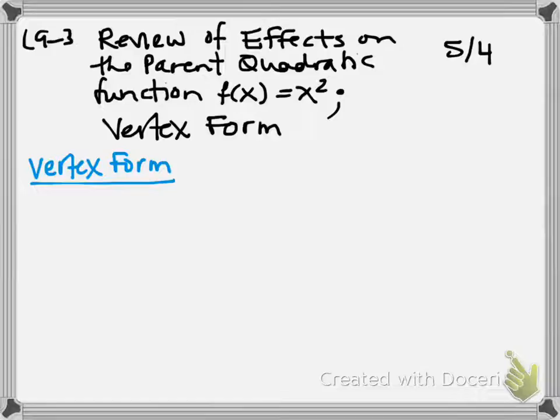So the vertex form of a quadratic equation looks like this. F of x equals a times the quantity x minus the h value, that squared, and then plus the k value. And we've talked about how h tells me how something translates horizontally, and how k tells me how something translates vertically. We talked about a telling me if we have a reflection and a dilation. Okay, so I get two things from that a value.